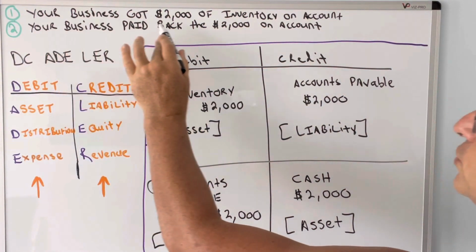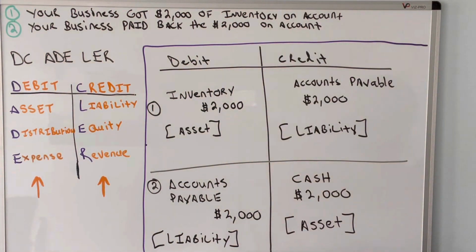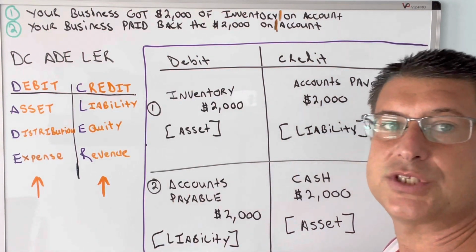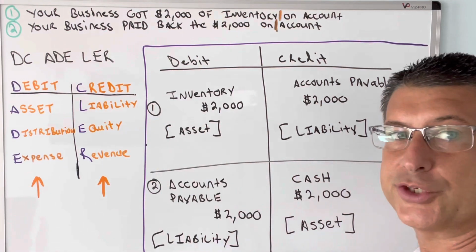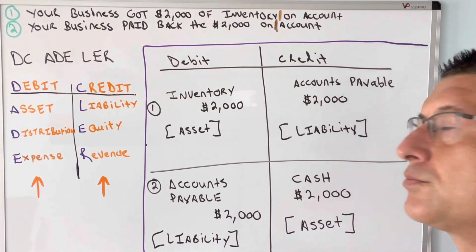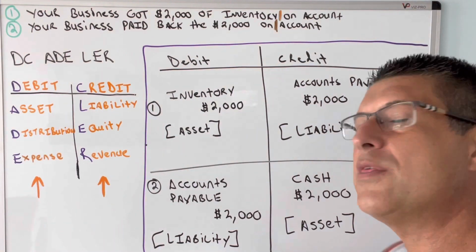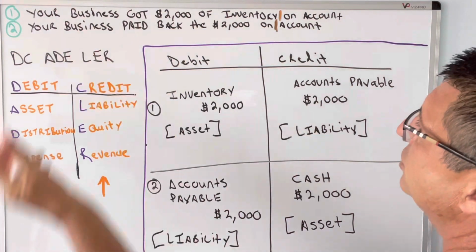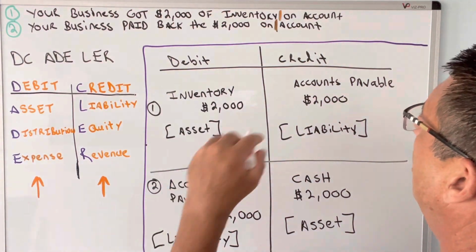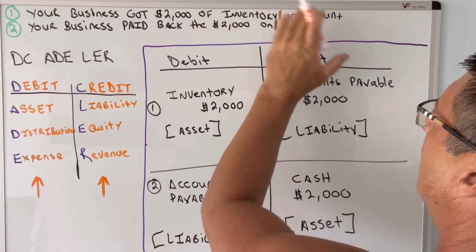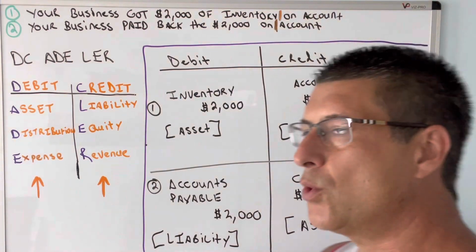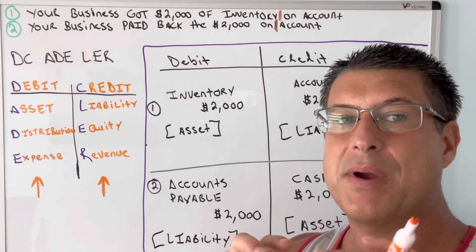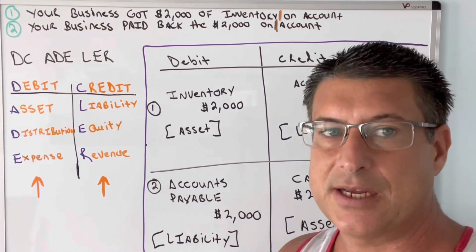Your business got $2,000 of inventory on account. So break it up, because there's always two parts, and that was tough for me at first, to notice the two different parts of the journal entries when I started doing the accounting. With a bunch of practice, I did learn. So, your business got $2,000 of inventory. That's the first part, and then on account is the second part. Inventory is an asset. You're going to know because that's going to give you an economic benefit in the future. That's the definition of an asset.